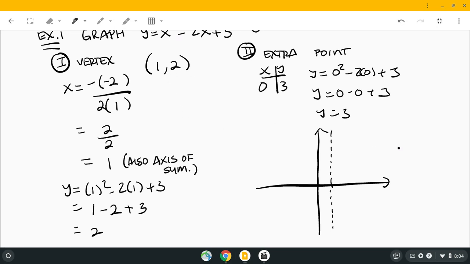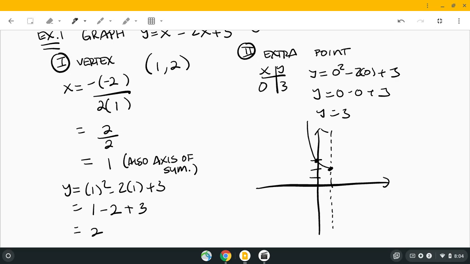So vertex is at 1, 2, which is right here, and I know that one's the vertex because it's on the axis of symmetry. Okay, so that's the vertex. And then I have a point 0, 3. Okay, so I have a point right there. So now we can see this left half of the parabola, right?